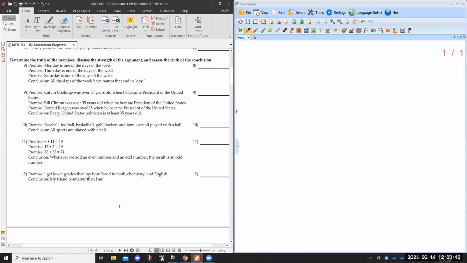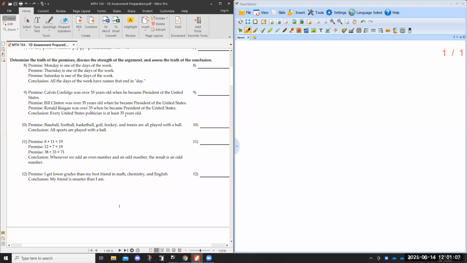The premises are all true. The conclusion is false, and the argument is very weak because you're trying to say something about all politicians from just 3 presidents of the United States. And those are all politicians all around the world too.